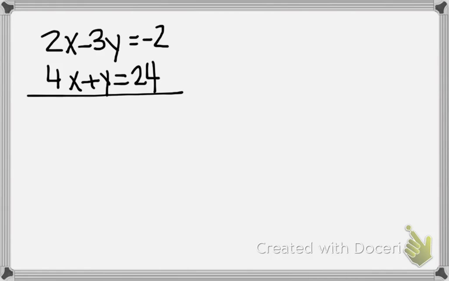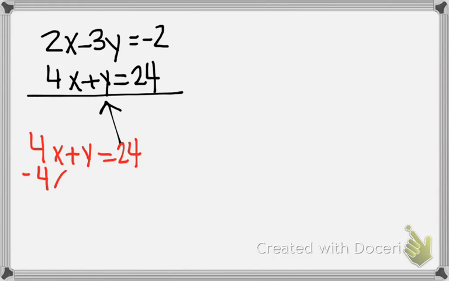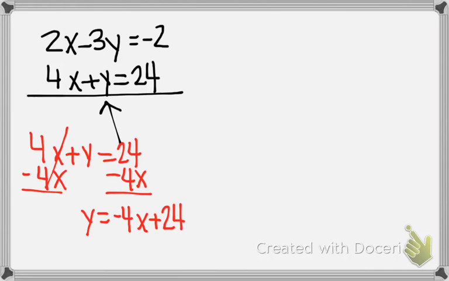Solve the system of equations. 2x minus 3y equals negative 2 and 4x plus y equals 24. I can see that the y in the second equation is almost already by itself. There's no coefficient, so I'm going to solve for y. 4x plus y equals 24. I'm going to subtract 4x from both sides. This will give y equals negative 4x plus 24.